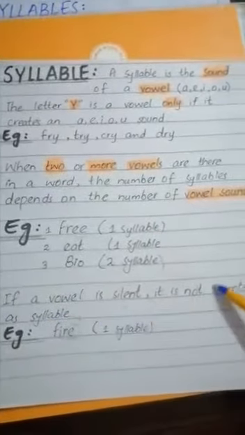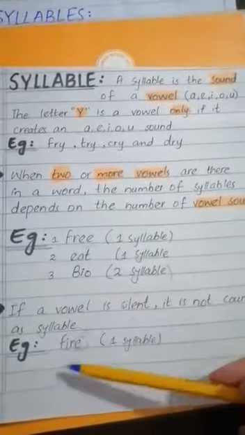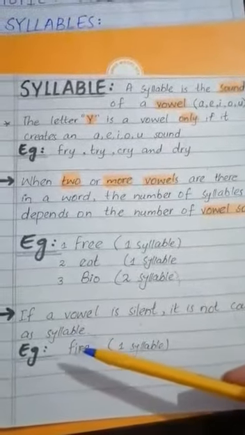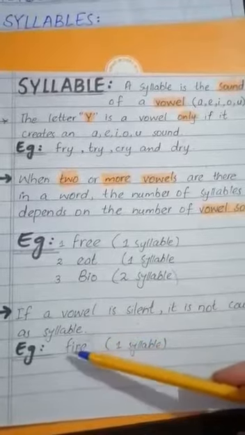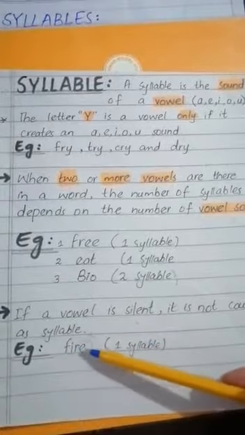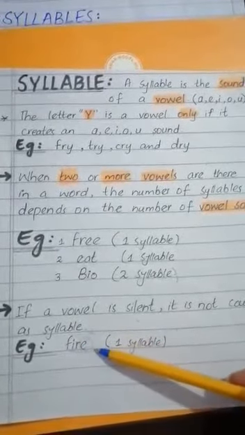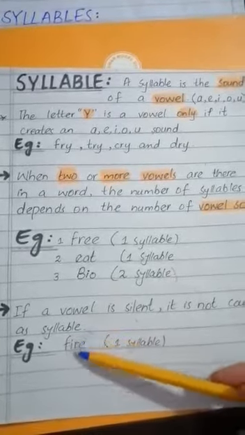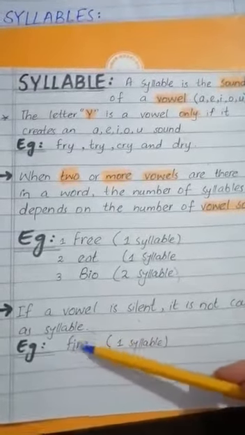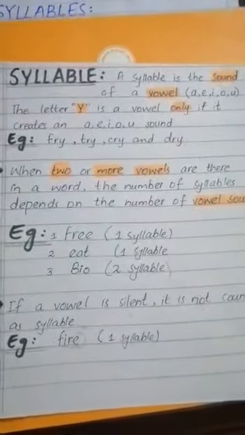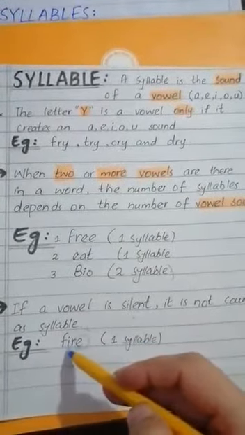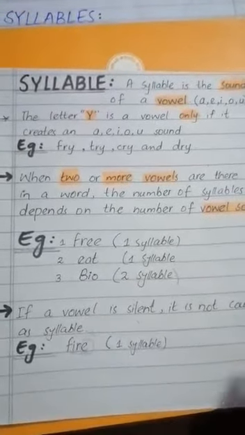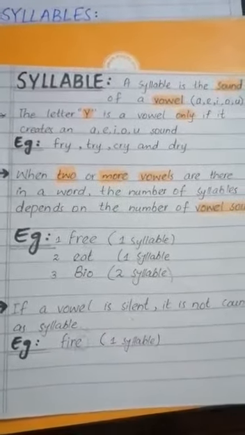If a vowel is silent, it is not counted as a syllable. Whenever we have a vowel which is silent in a word, it cannot be counted as a syllable. For example, here we have fire. In fire we have E as a vowel, but it is silent here, and in fire only 1 sound is here, and it is the sound of I. That is why it is a 1 syllable word. So I hope it is clear to you now.